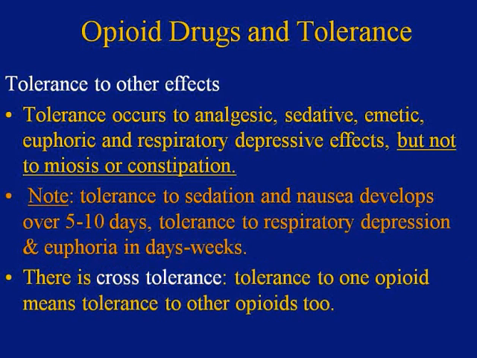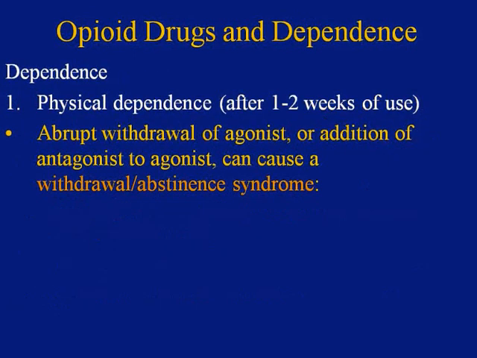If the patient has tolerance to morphine and you need a bigger dose to get the same effect, then if that patient changes to methadone, the patient also will need a higher dose of methadone than usual to get the same effect, because once you are tolerant to one opiate, there is a cross tolerance to other opiates as well. And now we're moving on to the topic of dependence.